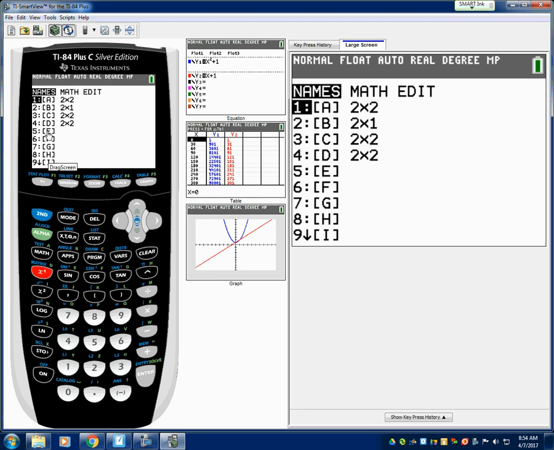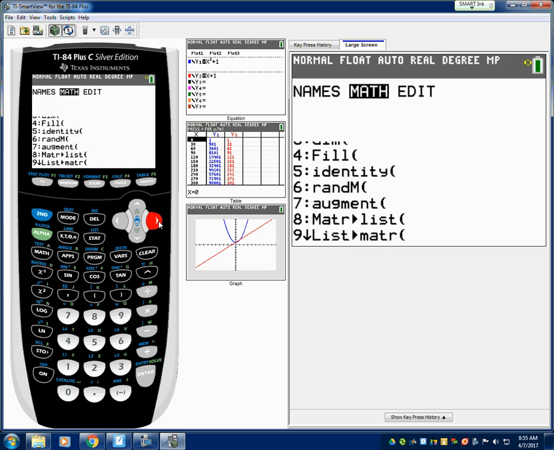Why not? You may or may not have anything listed in your matrix menu. If you have never used matrices on the calculator you own, you won't have anything listed in there. So you can see my matrix G and H I have not ever used. What we're going to do is edit the two matrices. So go over, right arrow, to edit.